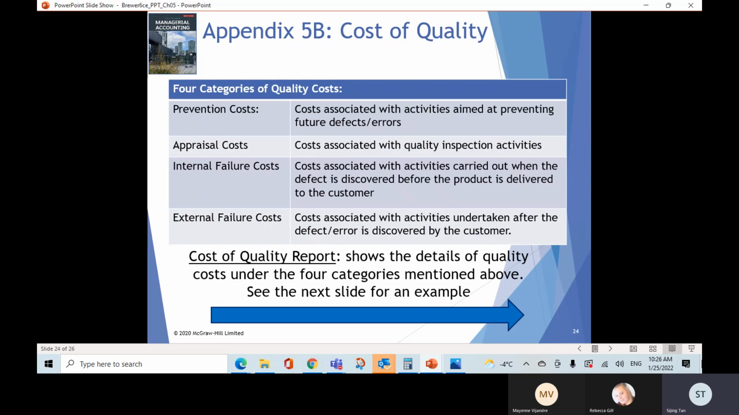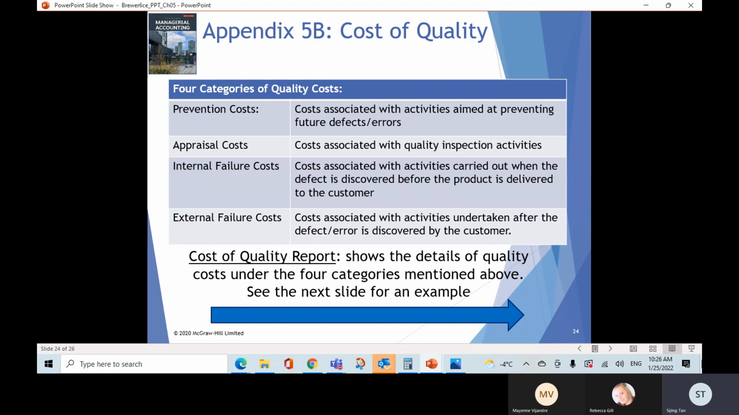And 4 categories of quality costs. The term cost of quality is rather confusing. It does not refer to such costs as higher grade leather to make a designer wallet. Instead, it refers to all the costs that are incurred to prevent poor quality, and those that are incurred because poor quality exists. So there are 4 costs that must be considered with respect to poor quality.